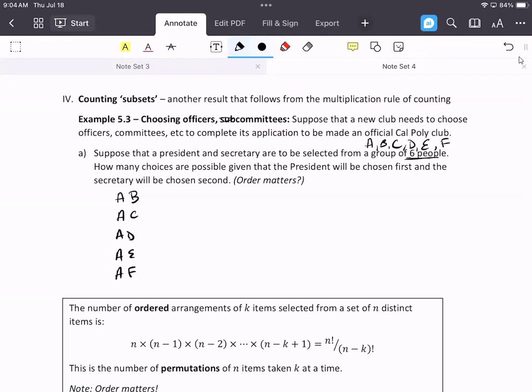Well, can we do the same thing with B? Yeah, B could be the president and A could be the secretary. Now let's see. Could B be with B? No, but B could be with C. Hopefully you see that there's a pattern forming. Take a moment, pause the video, and see if you can come up with the rest of the pattern yourself, or the rest of this group.